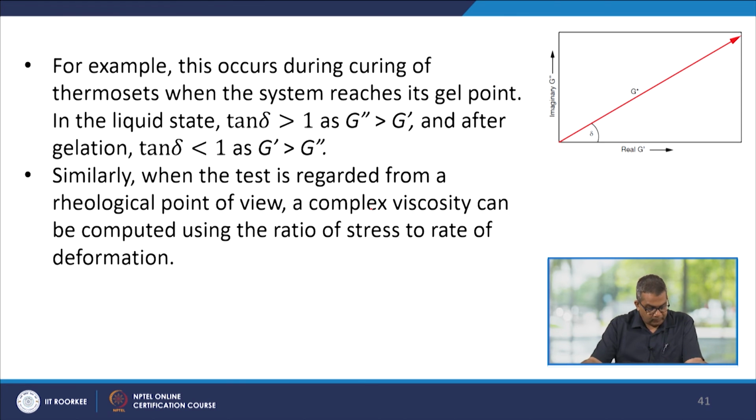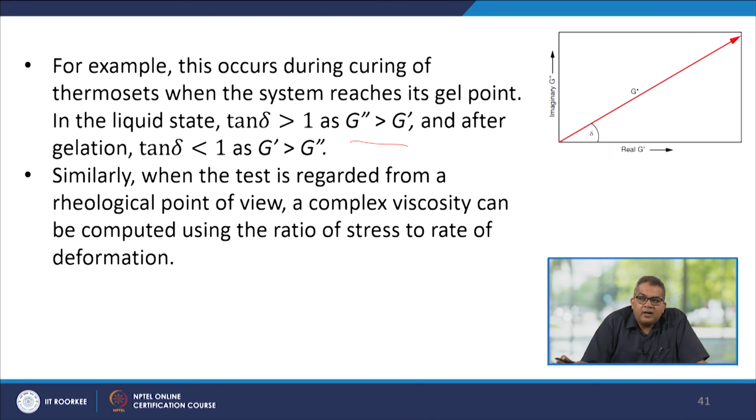For example, this occurs during curing of a thermoset when the system reaches its gel point. In the liquid state tan delta is greater than 1 as G double prime is greater than G prime, and after gelation tan delta is less than 1 as G prime is greater than G double prime.